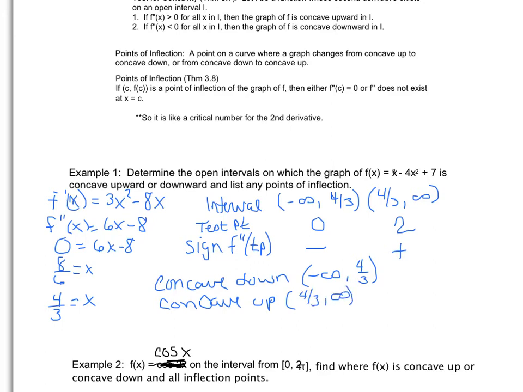But then I also need to find where is my inflection point. My inflection point is where I change concavity. So I change concavity here at 4 over 3. So I know I'm going to have an inflection point at 4 over 3.